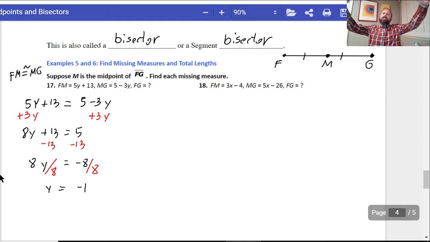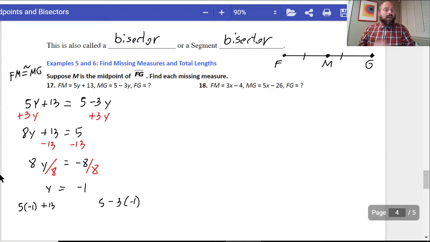Now you might be like, done, yeah. But there's more. You figured out y, but what they want us to figure out is the total length. Pick whichever side you want, left side or right side. If I pick the left side, I would get 5 times negative 1 plus 13. If I pick the right side, I would get 5 minus 3 times negative 1. In either case, we're going to get the same answer. I just need to do one of these because they're both equal to each other. If I find one, I just need to times it by 2 and I'll get the total length.